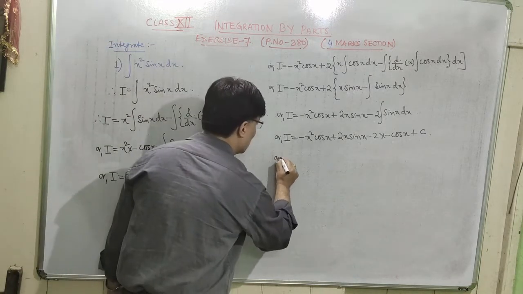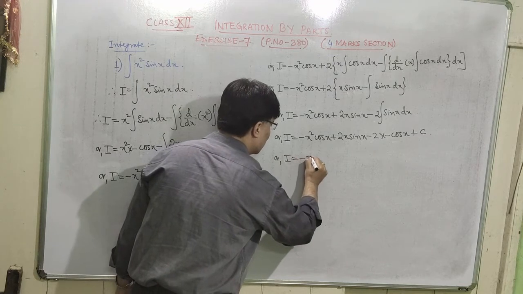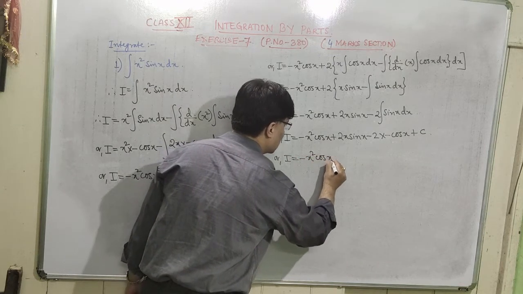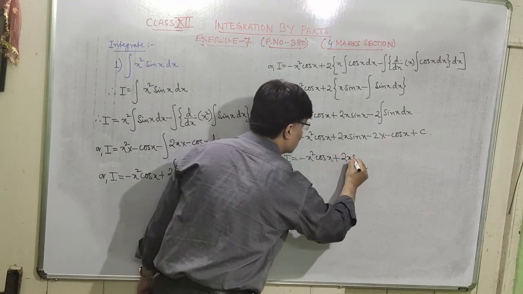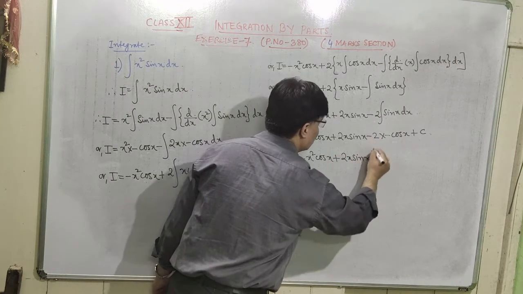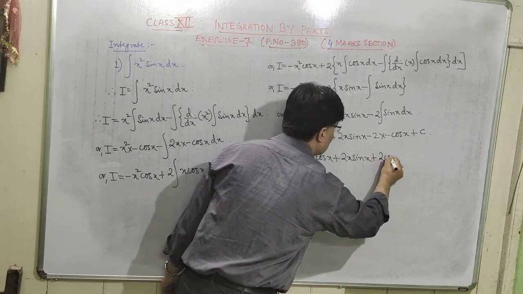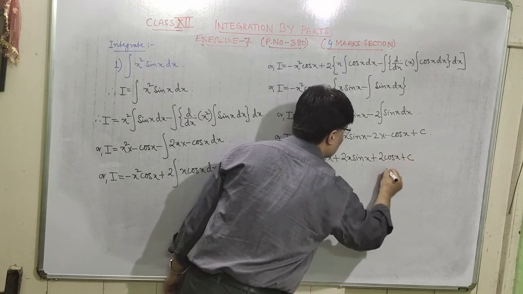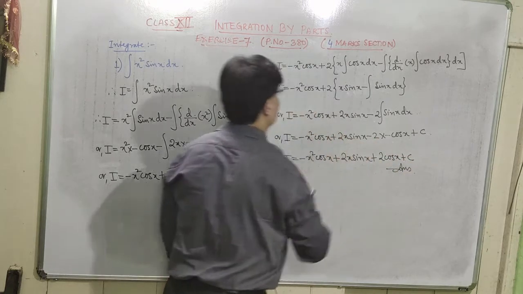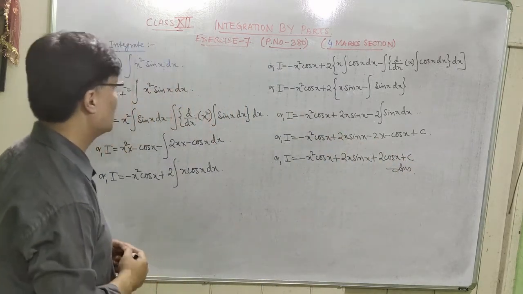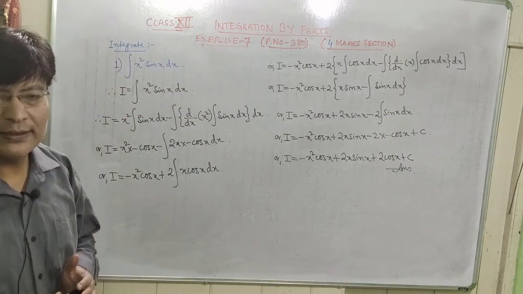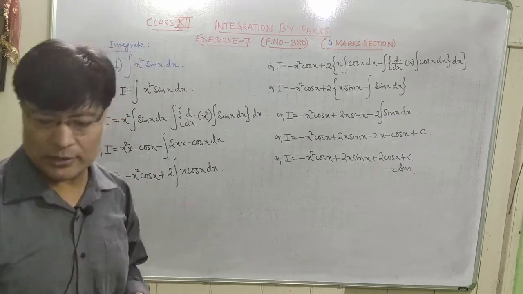Okay, so I is equal to minus x square cos x plus 2x sin x, and this is minus into minus plus, this is your 2 cos x plus c. So this is the final answer. So I think you have understood it. So you can copy it. Now we'll do the next question.